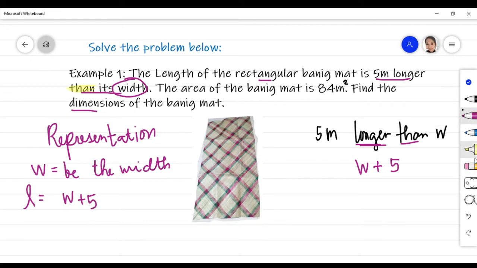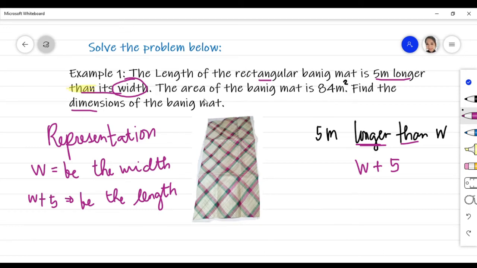Let's write it this way. W plus 5 be the length. Right? So W is our width, W plus 5 is our length. So we are done with the representation. Next, the area of the banig mat is 84 meters squared.